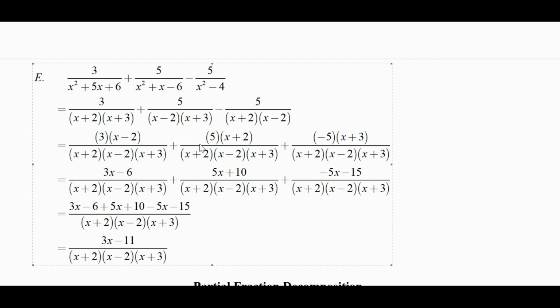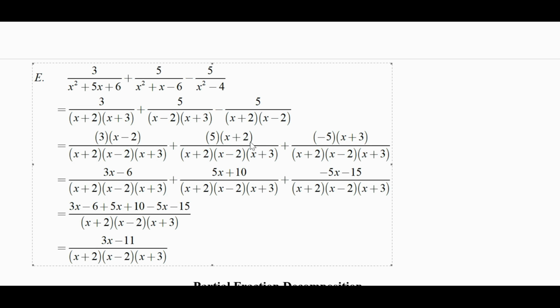Here I want an equivalent fraction. The missing part is the x plus 2. So multiply top and bottom by x plus 2 up here to get this equivalent fraction. And the last one, the missing factor, is the x plus 3, so we multiply that in the top and bottom. That gets everything to the same denominator.